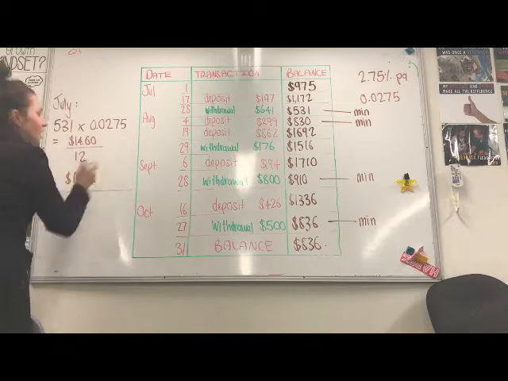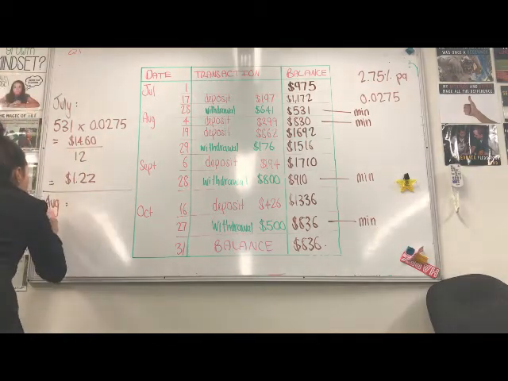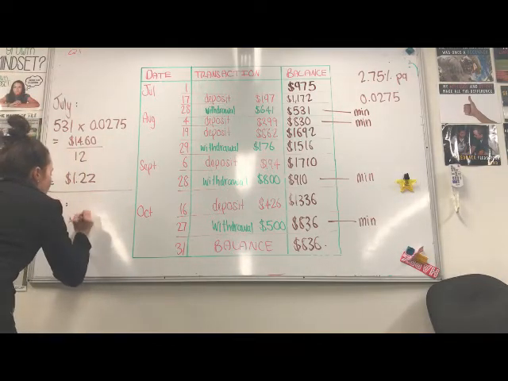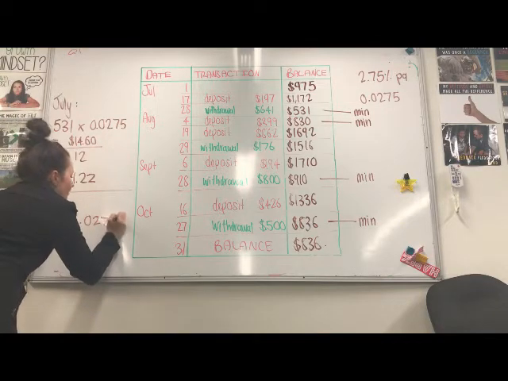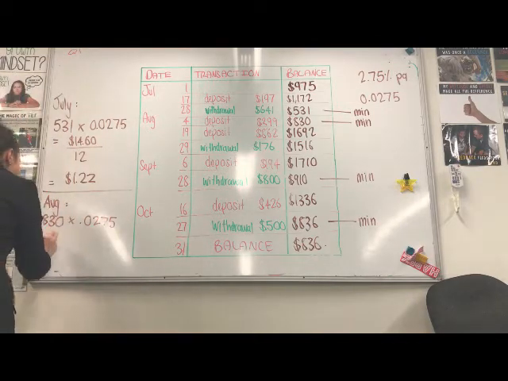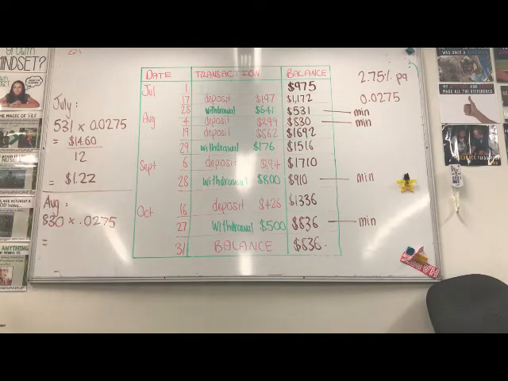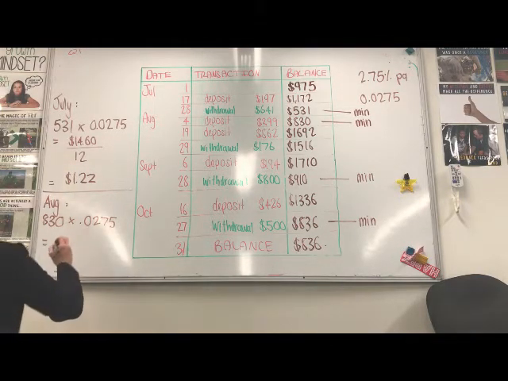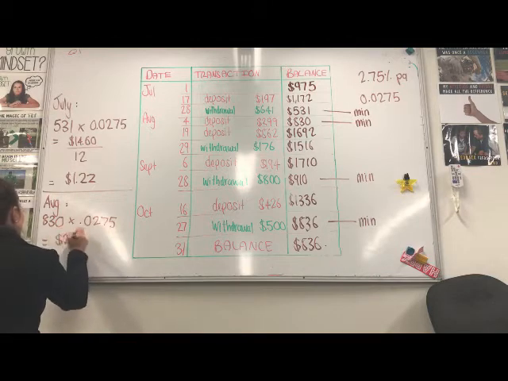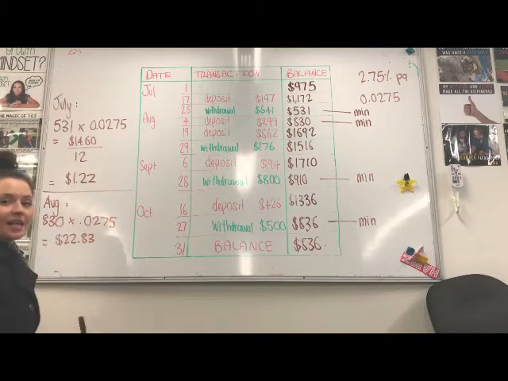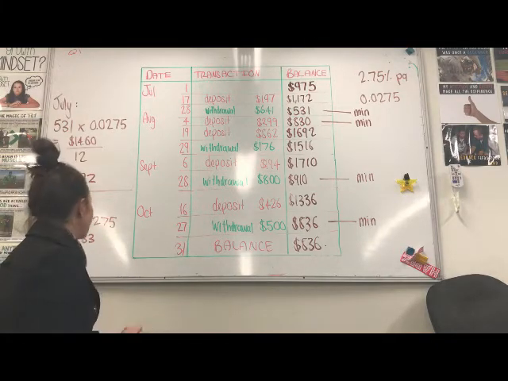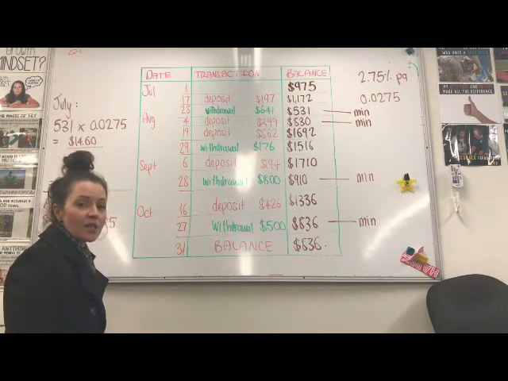Now we'll do the same again for August. The minimum balance was 830. 830 times 0.0275 equals $22.83.